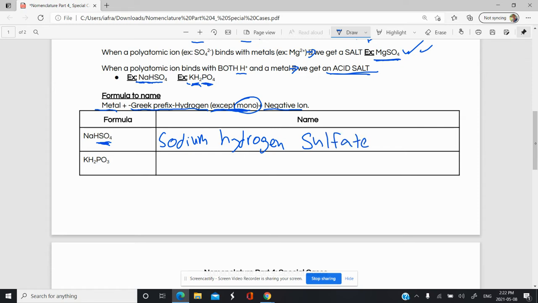Now, over here, my metal is potassium. I have two hydrogens, so this is dihydrogen. And then this is not phosphate, but it's phosphite. And you can probably try naming this one over here. This would be the same idea, but it would be potassium, dihydrogen, phosphate instead of phosphite.